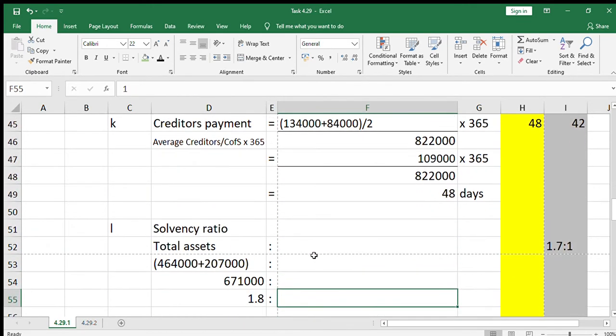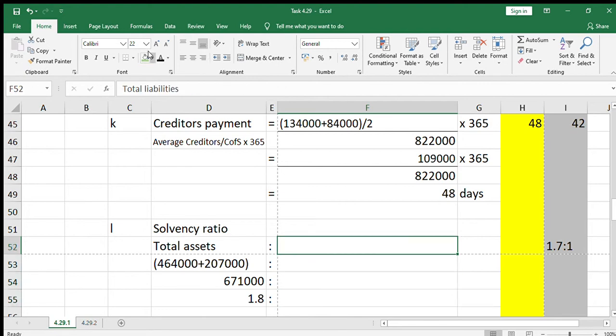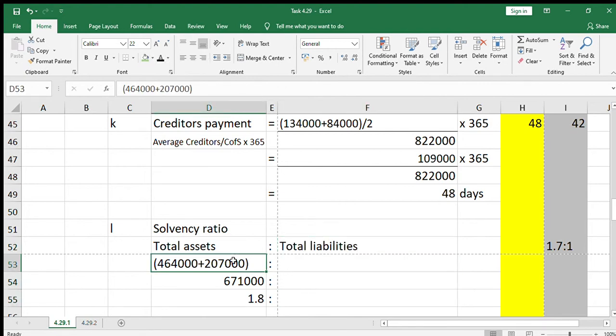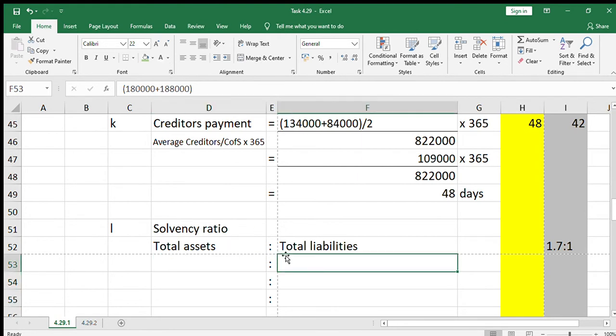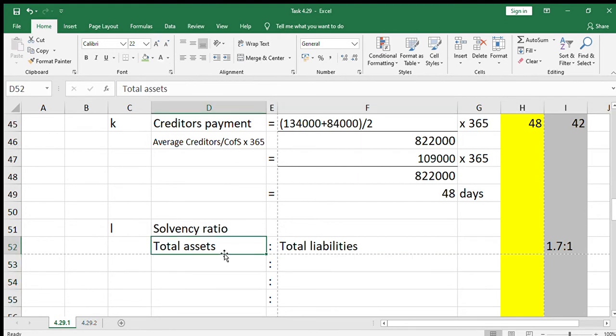Okay, the next formula is a solvency ratio. We haven't done this one yet. But the formula is total assets is to total liabilities. I'm just gonna remove this from here so we can do it together. So total assets. Look at your information from your balance sheet. Total assets will be the non-current assets plus the current assets.